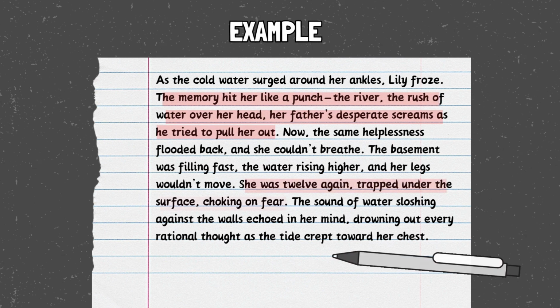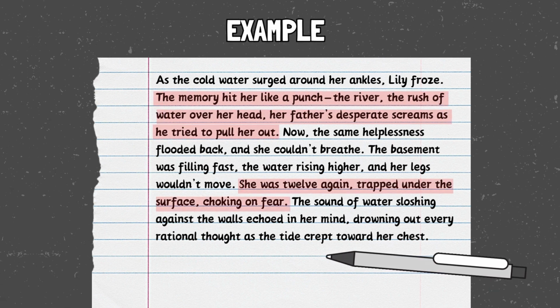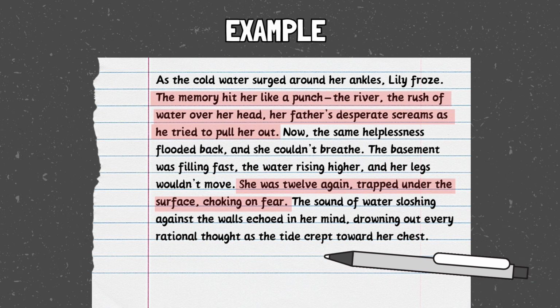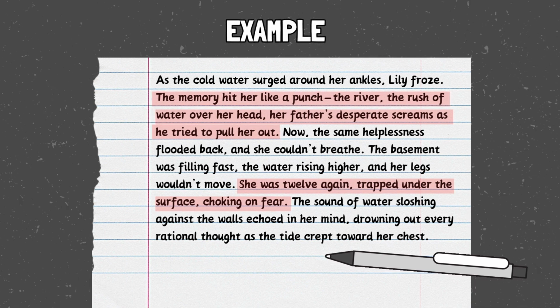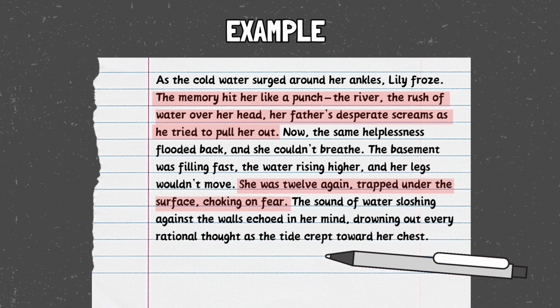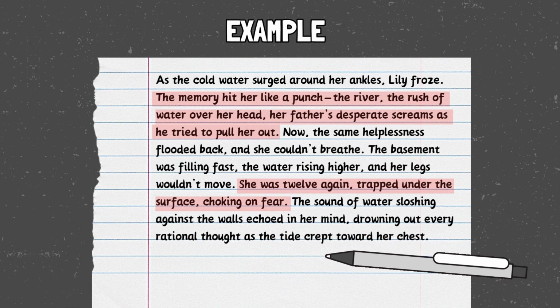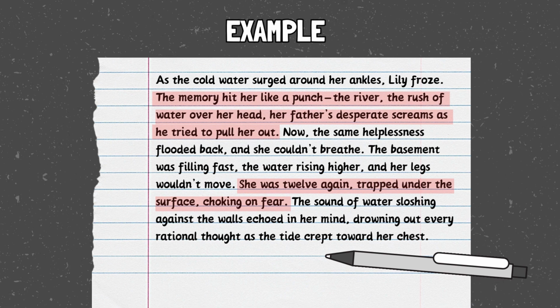Take a look at this example. This scene taps into Lily's past trauma with drowning, making the rising water an intensely personal and triggering threat. By connecting her current fear to a vivid memory, the stakes are heightened, making the reader feel her panic more acutely, as her past directly shapes her present terror.